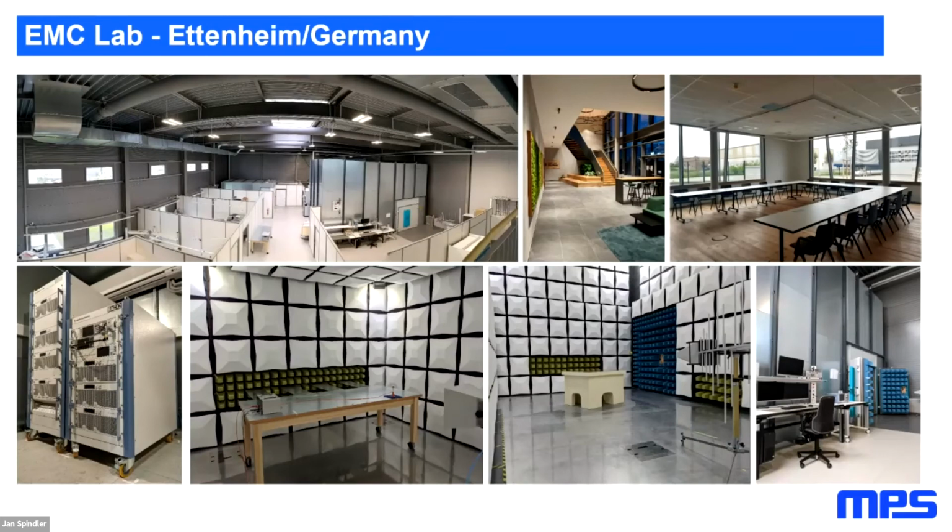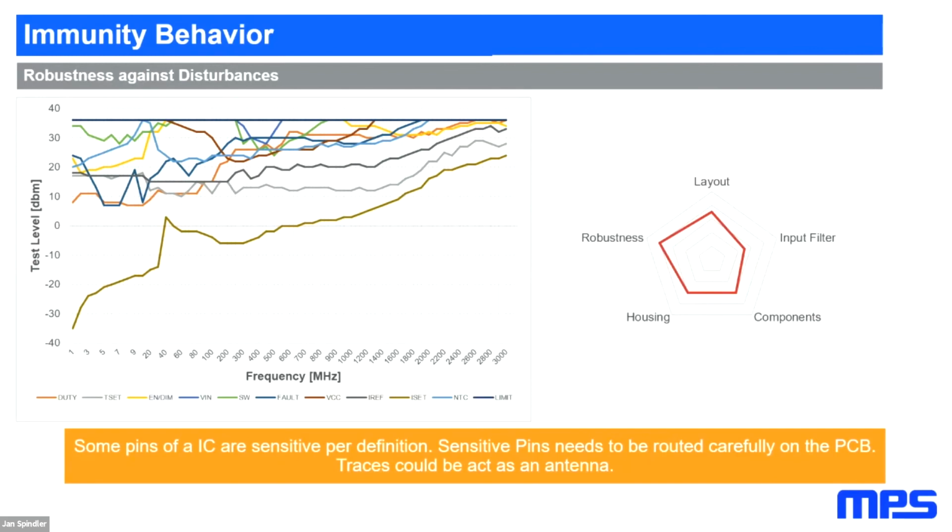Question to the slide where you showed the robustness of the pins, so the robustness of this one. How is this to be understood? Is it a classification? How robust is one pin against external disturbances? So, is there something like a level, when the level is reached, then there's a malfunction?